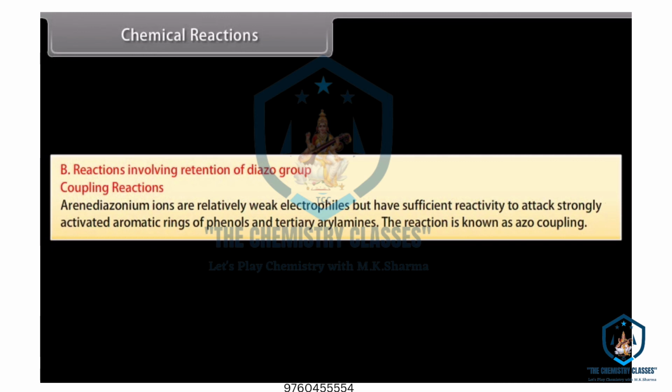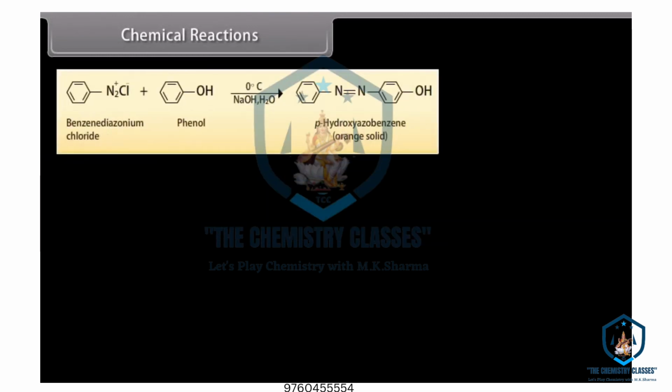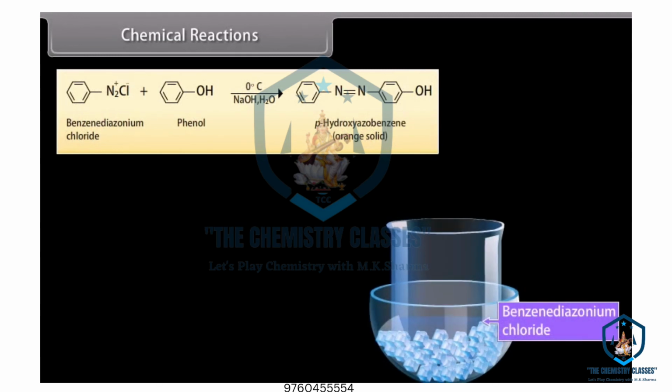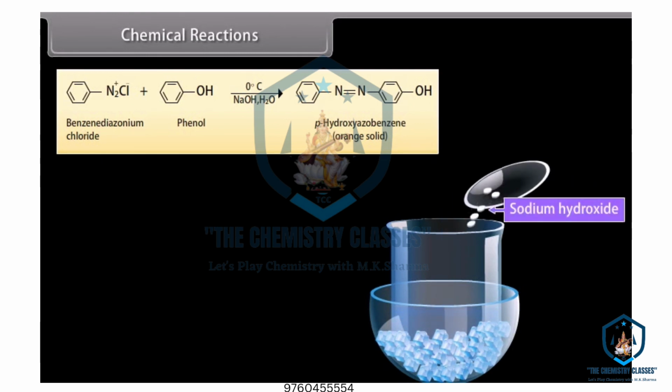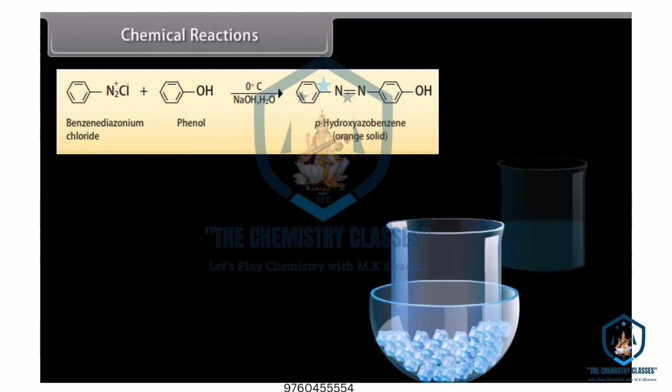Reactions involving retention of diazo group. Coupling reactions. Arene diazonium ions are relatively weak electrophiles but have sufficient reactivity to attack strongly activated aromatic rings of phenols and tertiary arylamines. The reaction is known as azo-coupling. Benzene diazonium chloride reacts with phenol in the presence of sodium hydroxide and water at 0 degrees Celsius, produces para-hydroxyazobenzene.